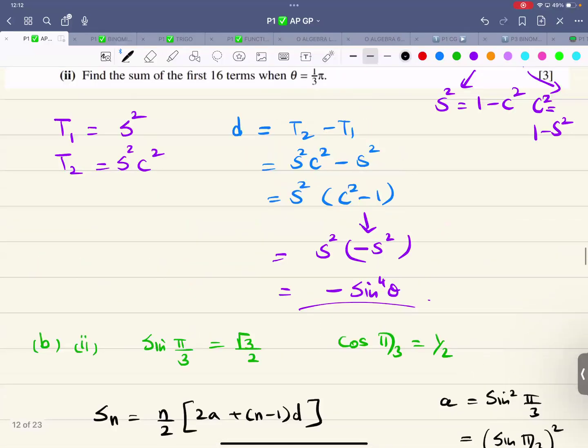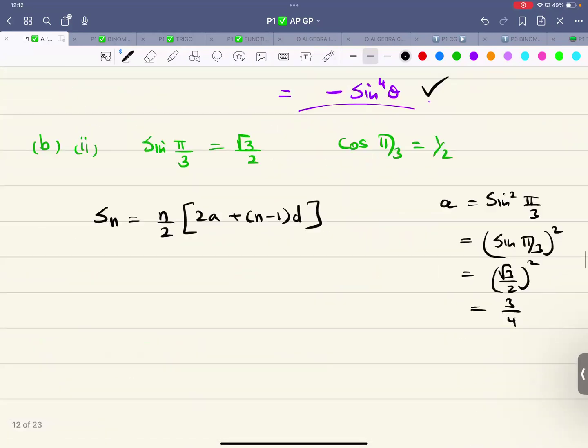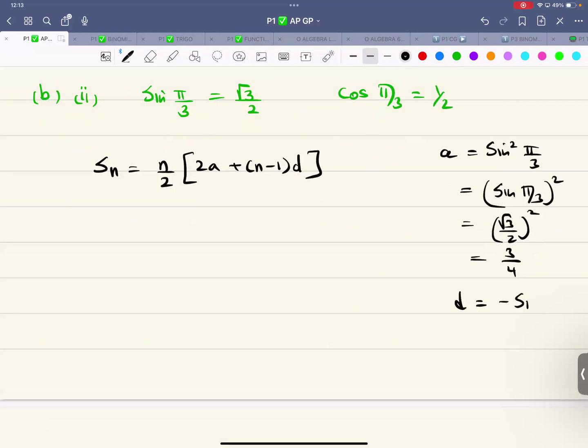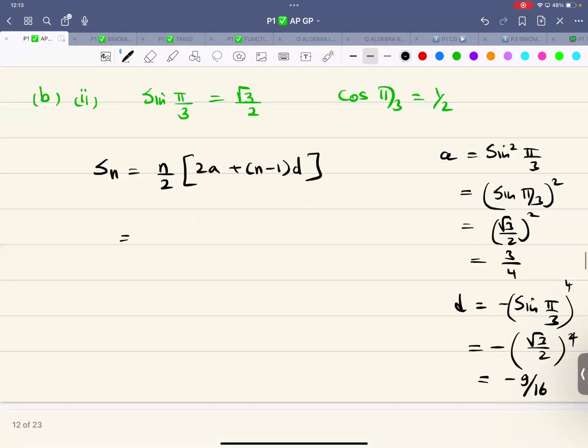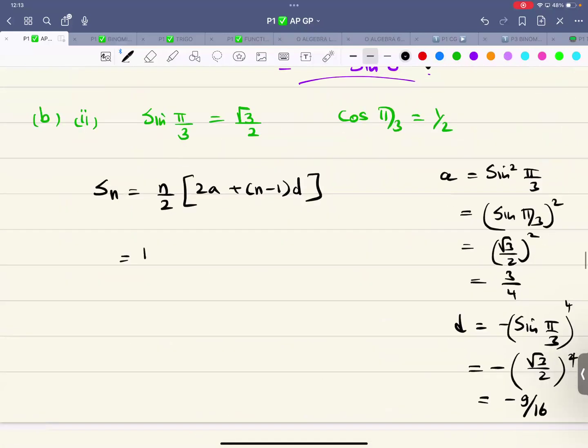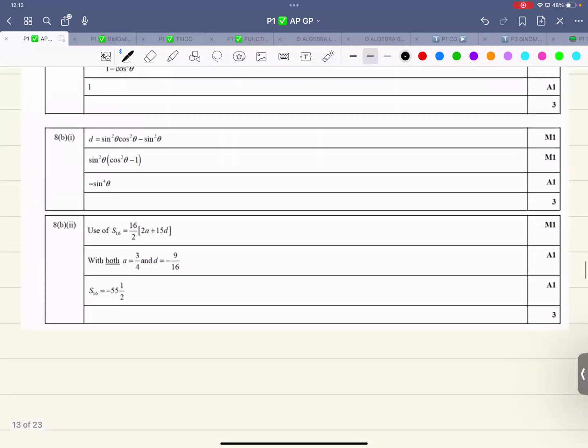That is a. And what is d? d is negative sine to the power 4 theta. d is negative sine of pi by 3 raised to the power of 4. This is negative, sine of pi by 3 is root 3 over 2, to the power 4, which is 3 over 4 whole squared, which is 9 over 16, negative 9 over 16. So now n is, I think, 16. Yeah, n is 16. 16 divided by 2, 2a, 2 into 3 over 4. n minus 1 is 16 minus 1, which is 15. And d is negative 9 over 16. Now it's just usage of calculator. And then that's how you get the sum.